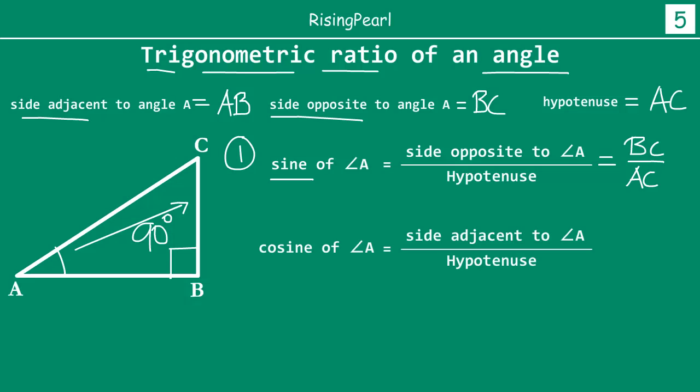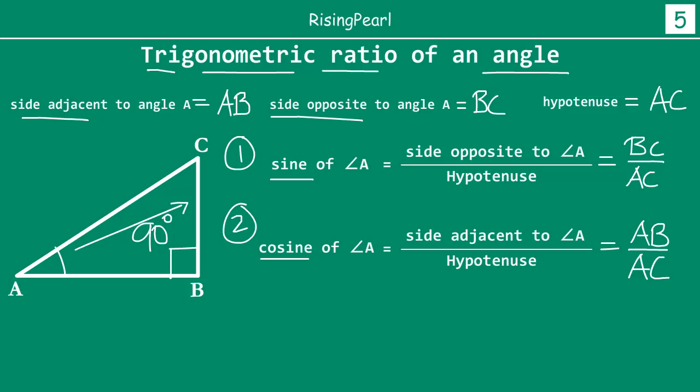Similarly, let's go ahead and write the cosine of angle A. This is our second ratio. Cosine of angle A is defined as the ratio of the side adjacent to angle A divided by the hypotenuse. What is the side adjacent to angle A? That will be AB. So cosine will be defined as AB divided by the hypotenuse, which is AC.